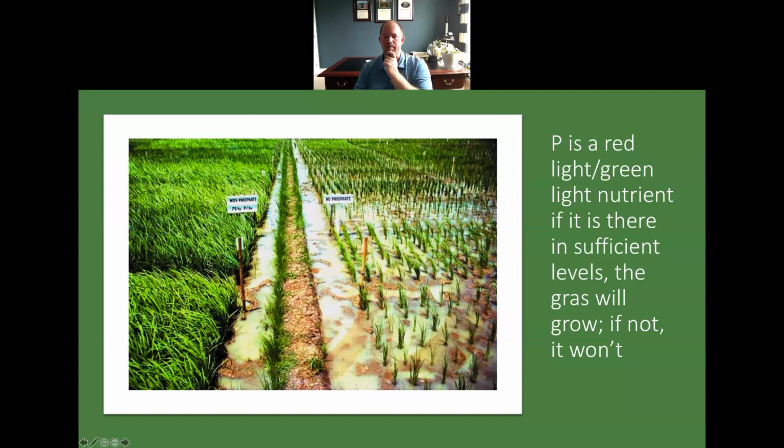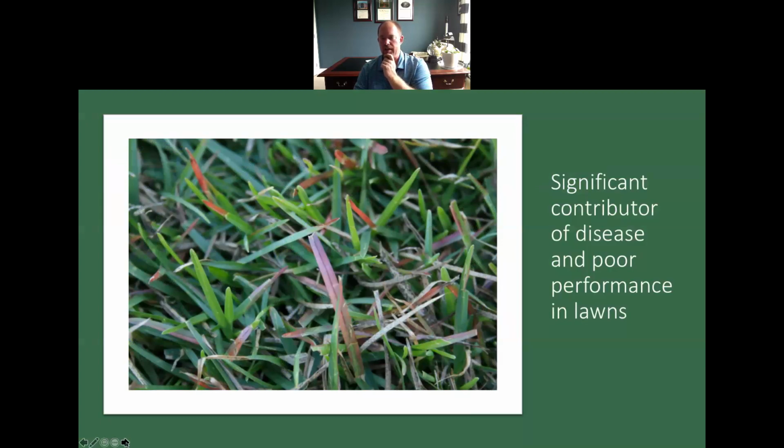Okay, and if it's there, it will. And this is a perfect example. Again, this is rice. These are rice paddies, but rice again is a grass, and you can see that when it's available to the plant in the appropriate amounts, the plant flourishes. But if it's not there in sufficient levels, these plants struggle. This was a good study that illustrated that in rice, but it's no different in turf. The other thing that I'm starting to see as a plant pathologist is that it is a significant contributor of disease and poor performance in lawns.